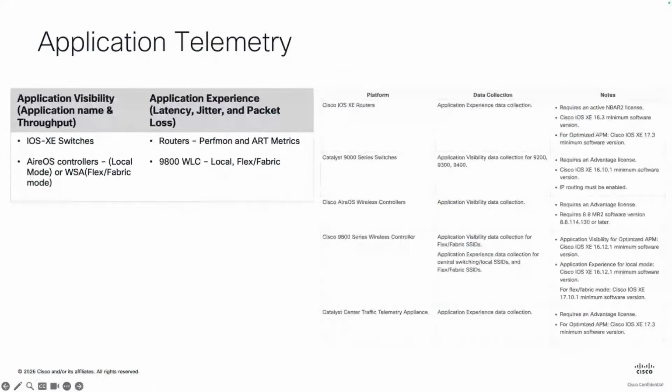About application telemetry, as you can see, this is how we get deep visibility into your devices. We will be running NBAR, so that will help us identify the applications and measure the throughput that you have from your devices. You can see in here the platforms: IOS XE routers, 9Ks, wireless LAN controllers for IOS 9800s, and the telemetry appliance. The notes say that they require NBAR, as you can see for some of them, the minimum version requirements, and it's for application experience data collection mostly, right?